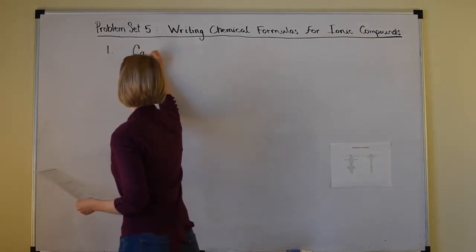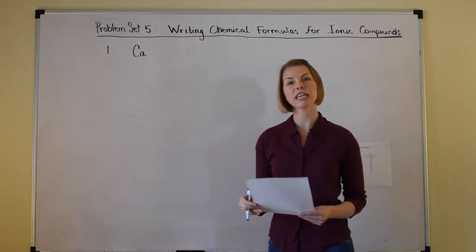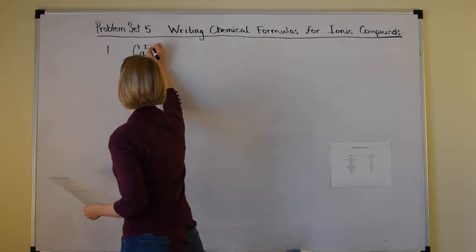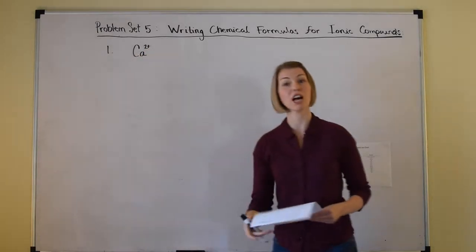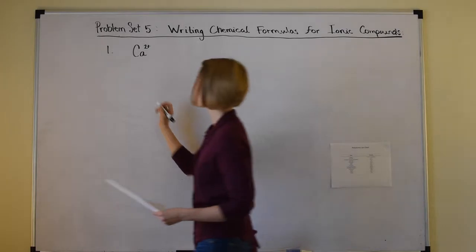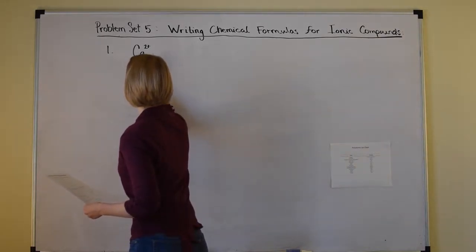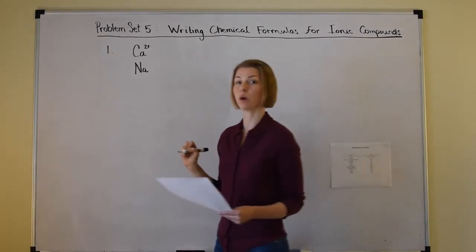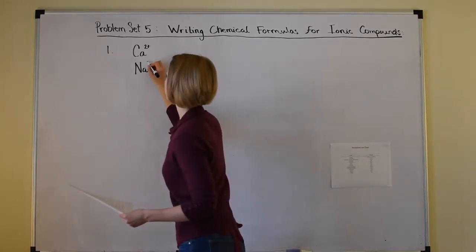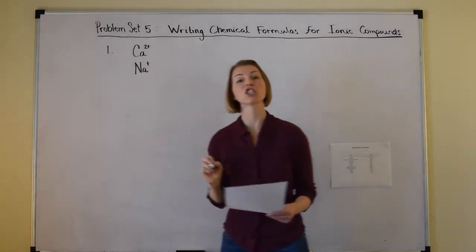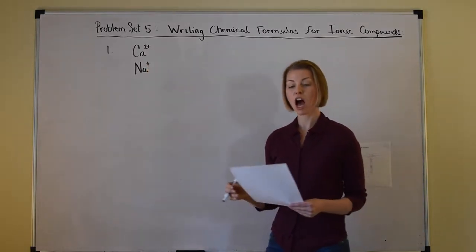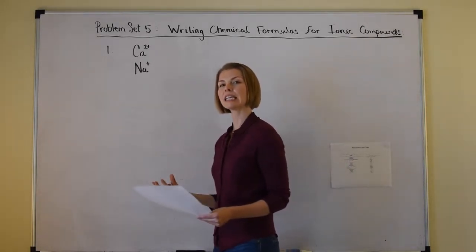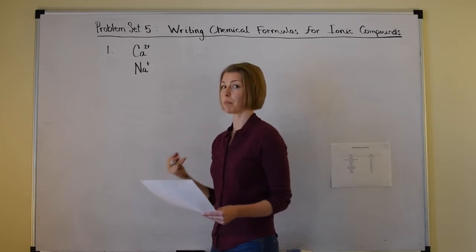So calcium, check its position in the periodic table. It is an alkaline earth metal in group 2A, so you can expect it to lose 2 electrons and attain a 2+ charge. Okay, a sodium ion. Sodium is an alkali metal in group 1A. It has 1 valence electron, so you can expect it to lose that 1 valence electron and obtain just a 1+ charge.